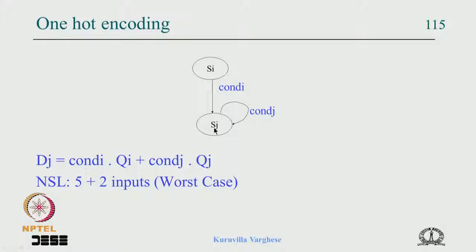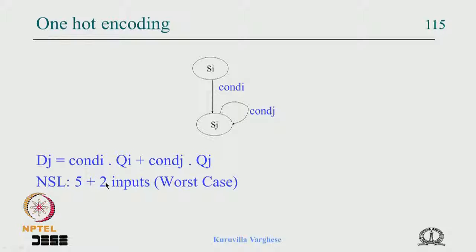Say SJ gets 2 transitions, one from the previous state SI on condition I, and there is a self loop on condition J. So DJ, corresponding to the state J, is nothing but condition I and SI, but SI is just a single flip flop, so we say it's QI, or condition J, which is composed of worst case 5 inputs, and QJ, because this state is represented by a single flip flop QJ. So you have the worst case 5 inputs specifying this input condition and 2 inputs for QI and QJ.